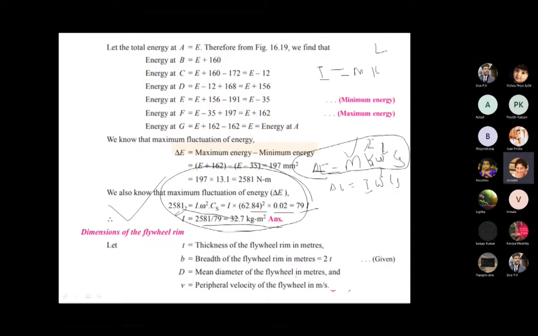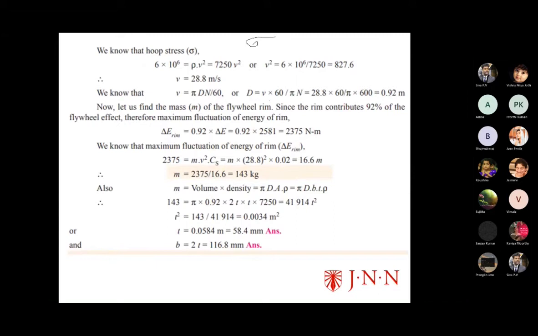Okay. So now t equals thickness of the flywheel rim, b the breadth of the flywheel, D the diameter of the flywheel, and the peripheral velocity. Right? For the stress, we discussed in the previous problem, sigma equal to rho V square. Substituting sigma value 6 into 10 power 6 equal to rho value given, 7250. V is the unknown value, that is what we find out. After finding V square we get 82.88, and taking the square root, V equal to 28.8 meter per second.